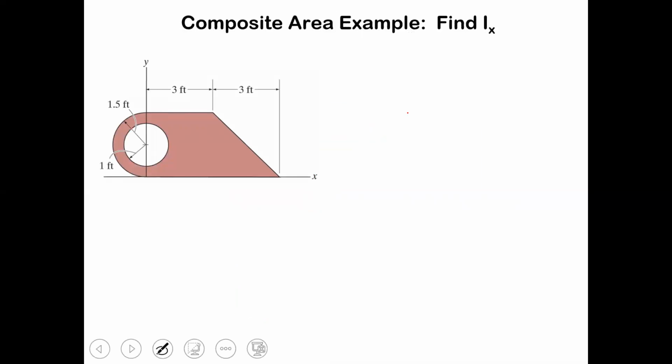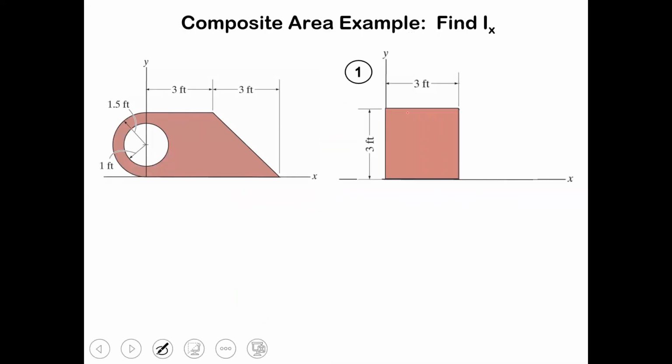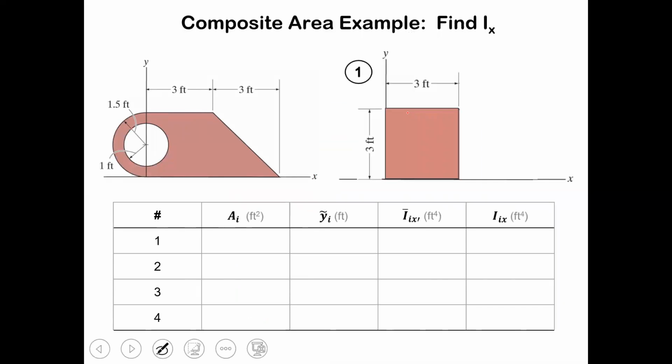So in this process, we can take this object, which is a similar object to one we've looked at before, and if we want to find Ix, we've got to break it up into its pieces again. The first part is a rectangle, and we're going to have this table that we fill in, just like we did for the centroid, right? But now we're going to keep track of A_i, the y tilde, and the Ix prime. This is one way to do it, or Ix, which is the other way.